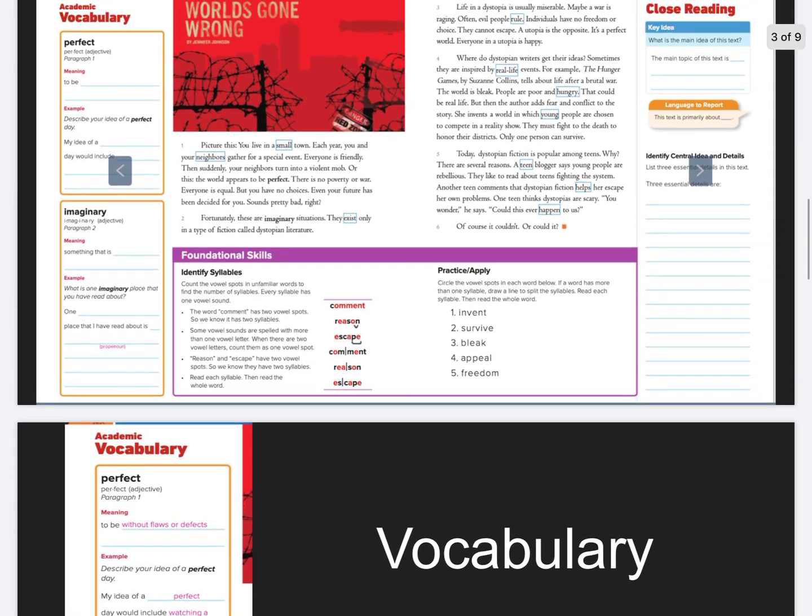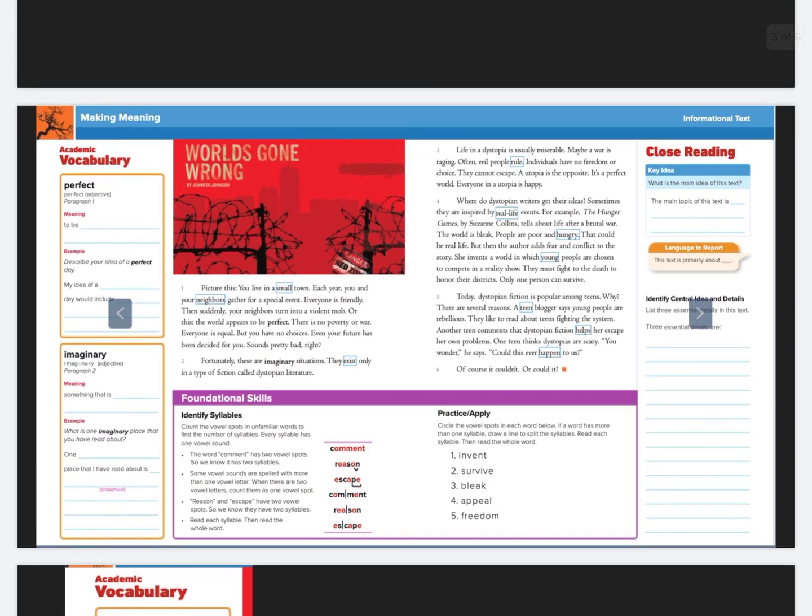Okay, going back to our text now, today we're going to read the text World's Gone Wrong by Jennifer Johnson, and this again is an informational text. As I read through the first time to you, I want you to think about what is this text mostly about. Reminder, that's the main idea or the key idea. What is this text mostly about? World's Gone Wrong by Jennifer Johnson.